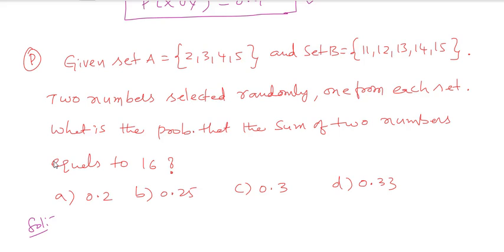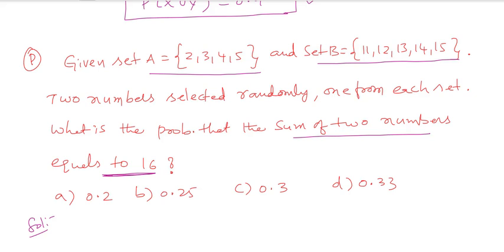That is the question. Now tell me what they are asking. They have given two sets. Set A is 2, 3, 4, 5 and set B is 11, 12, 13, 14, 15. Am I right or not? So two numbers are selected randomly, one from each set, and they are asking the sum of the two numbers to equal 16. Are you getting what I'm saying? Yeah, that is how you people have to do it.